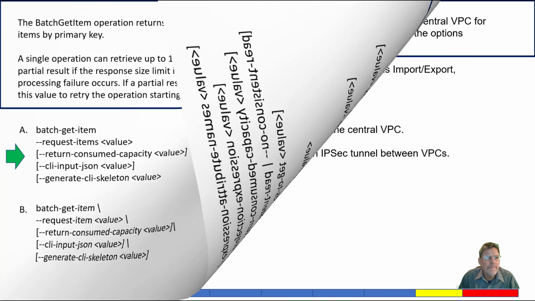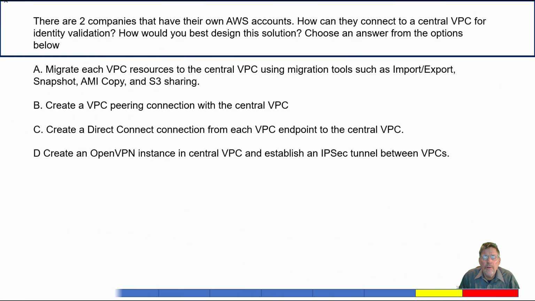Here we go. There are two companies that own AWS accounts. How can they connect to a central VPC for identity validation? What would be your best design for this solution? Choose the answer that fits. We have the migrate the VPCs. That could be a real problem, overlaying things. Create a VPC peering connection. That could work.